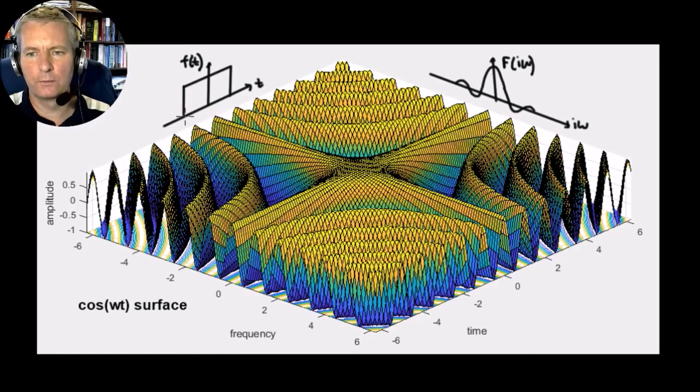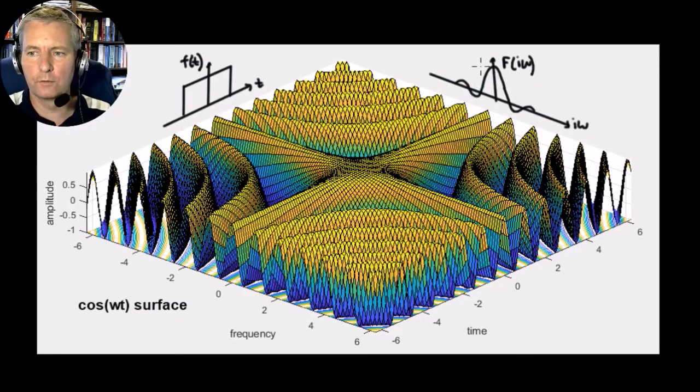So if, for example, we had a square function here, this square function would modulate this surface, that is, we would multiply this surface. So the sections out here go to 0, sections out here go to 0, and you're left with the centre part. And then we would integrate along the time axis in this direction from minus infinity to infinity, and this would give us this sinc function here in the frequency domain.